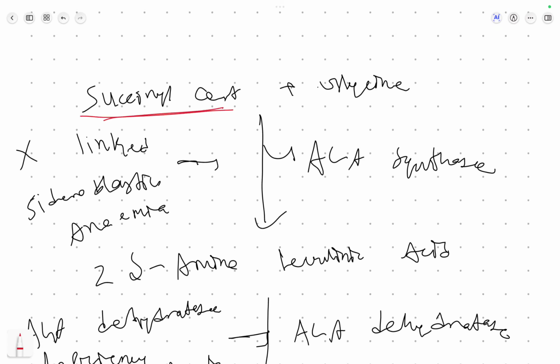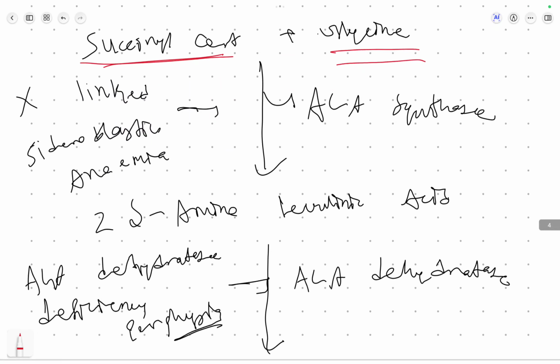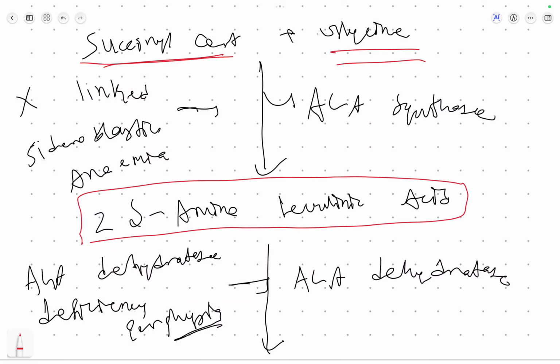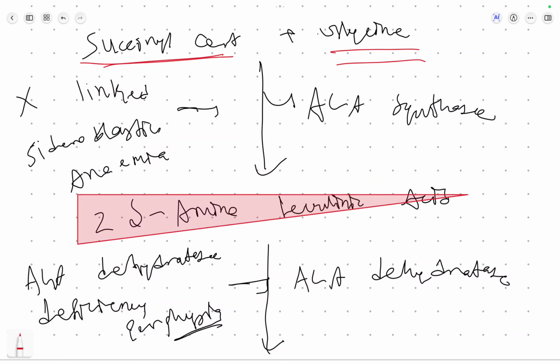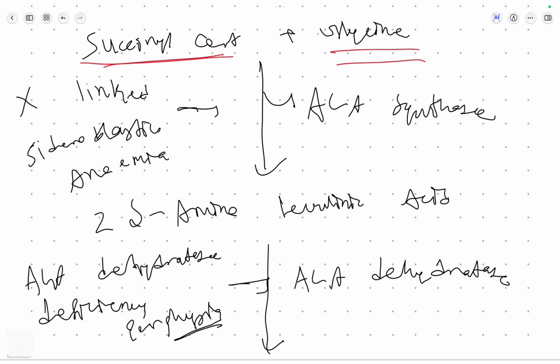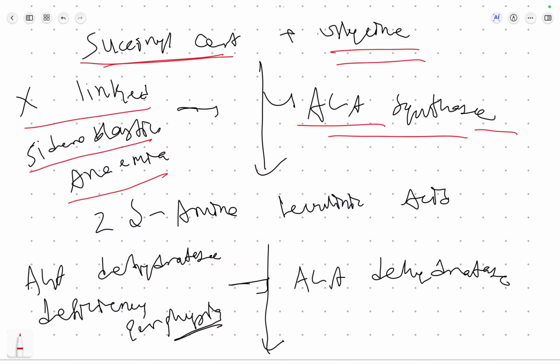Succinyl coenzyme A from the Krebs cycle and glycine from dietary products come, and glycine is a simple amino acid. These two combine to form delta-aminolevulinic acid. Alright, so if the enzyme ALA synthase is absent, we get X-linked sideroblastic anemia.